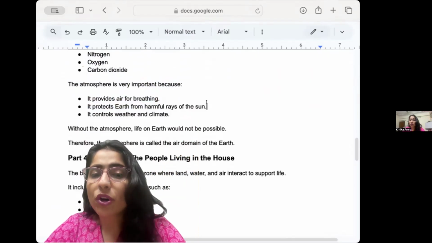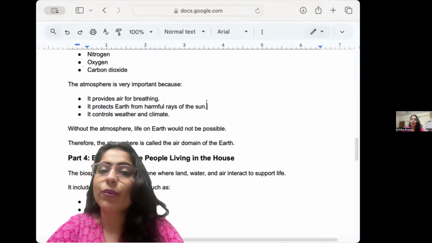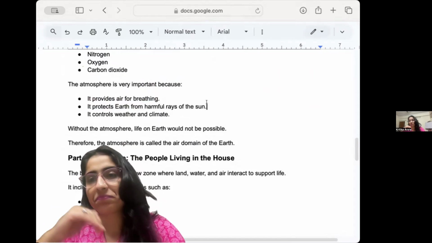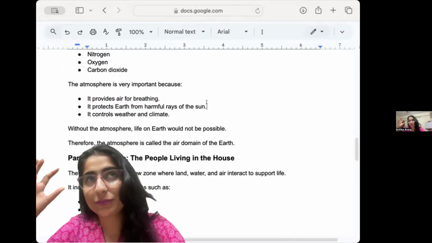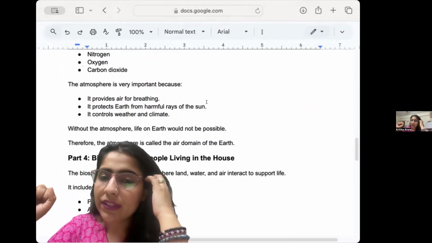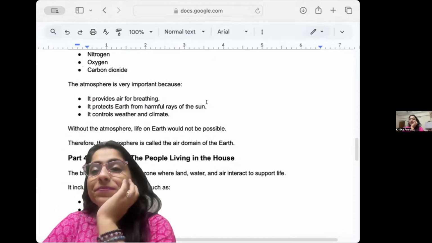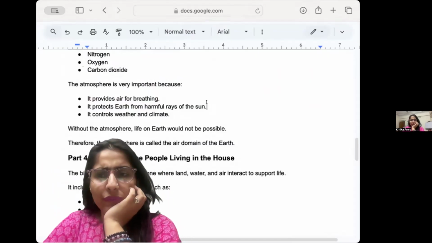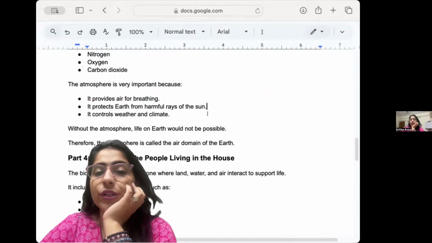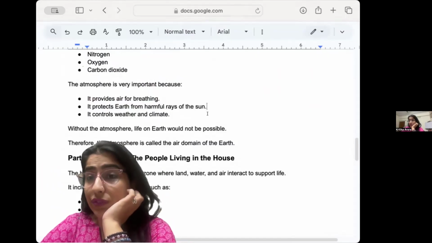But the one which protects the earth from harmful rays of the sun, you can comment it in the comment box. You can comment that, but I want to know it from you. I was thinking I would just say it from here itself, but it's okay. I want to know it from you. The layer that actually protects the earth from harmful rays of the sun.